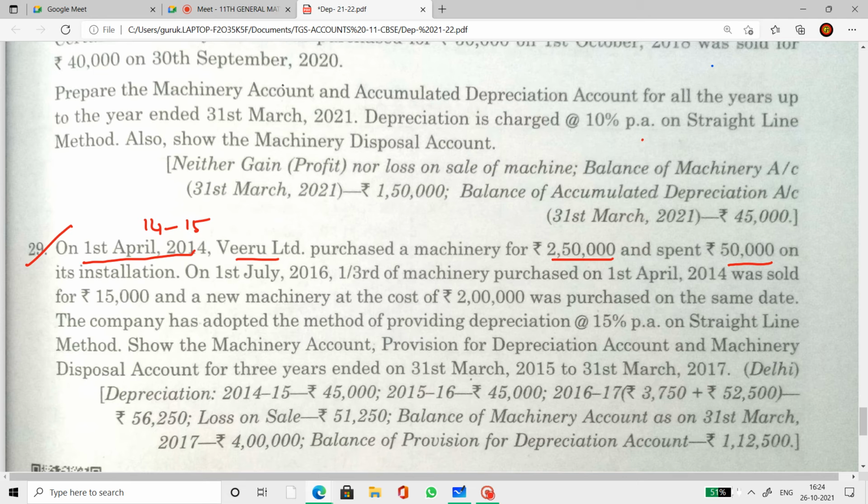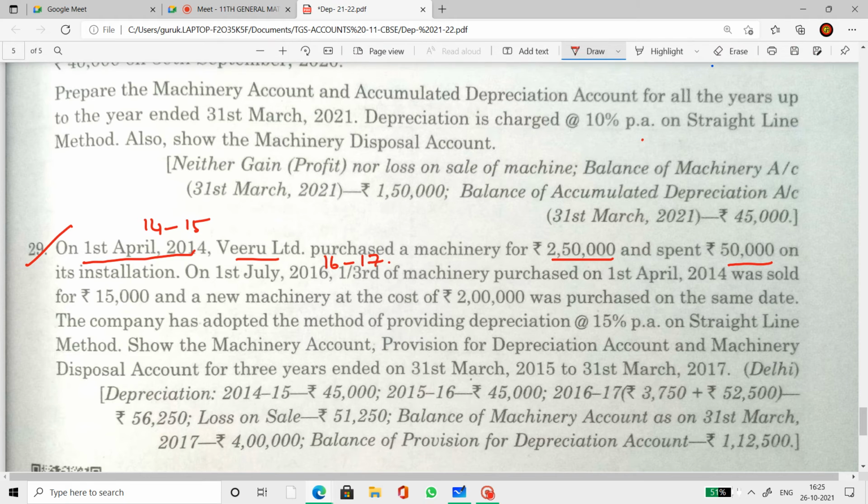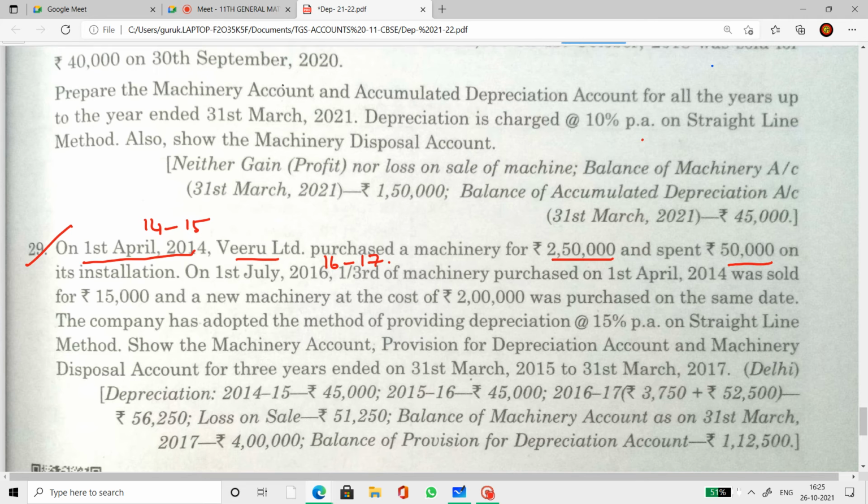On 1st July 2016, one-third of the machinery which was purchased on 1st April 2014 was sold for 15,000. So they bought in the year 14-15, put it to use on the same day, and used it in the next year also. In the third year, one-third of the machinery is sold. Third year, which is 16-17. One-third of the machinery is getting sold.